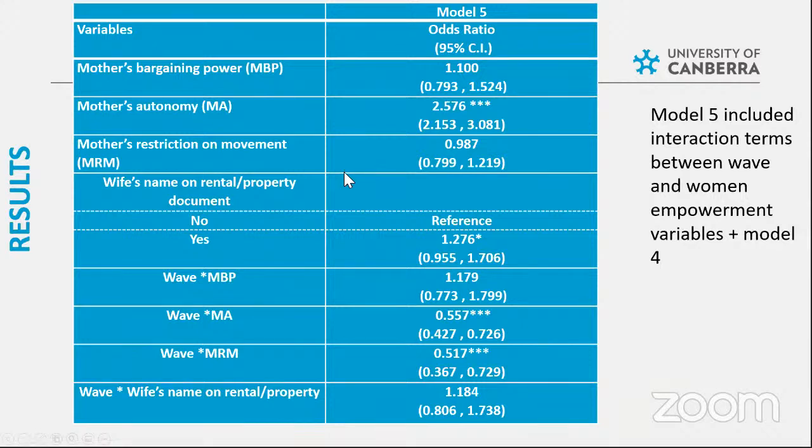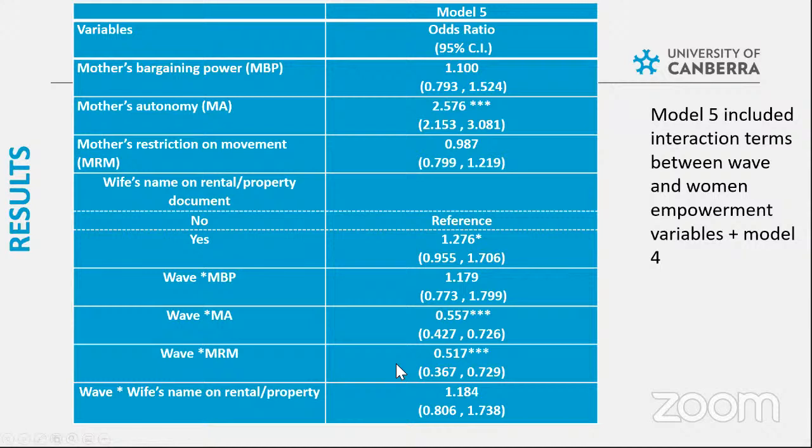Now, the interaction between mother's restriction on movement and wave, and mother's autonomy and wave, were statistically significant, whereas the other interactions, between wave and mother's bargaining power and between wave and whether the mother has her name on rental property, are not statistically significant. So these two were the ones that were significant.